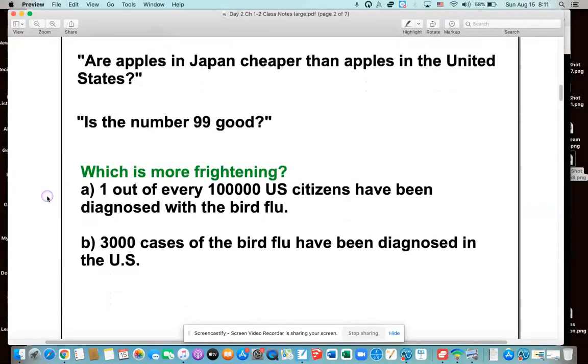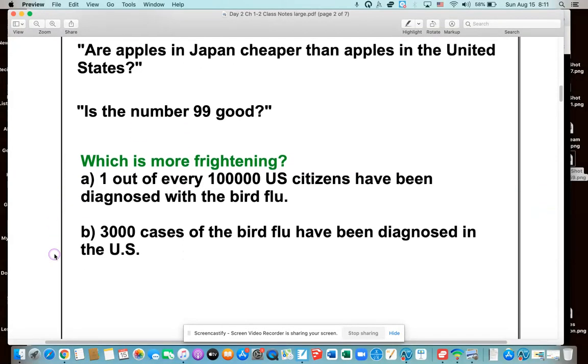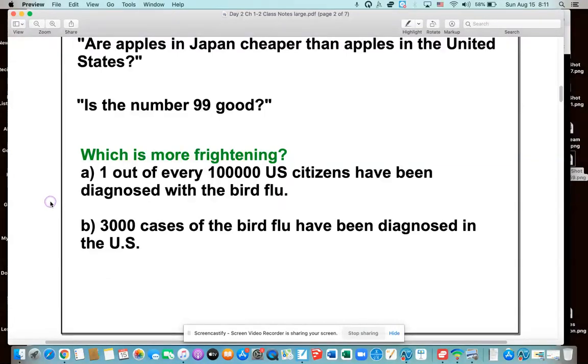Context, context, context. The next piece down here is trying to point out to you that in statistics, people try to use stats to support their own agenda. And it happens all the time in the media and all over the world.